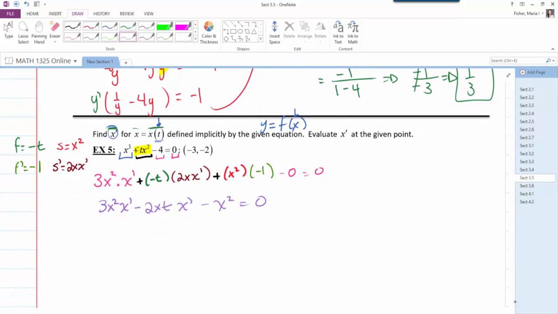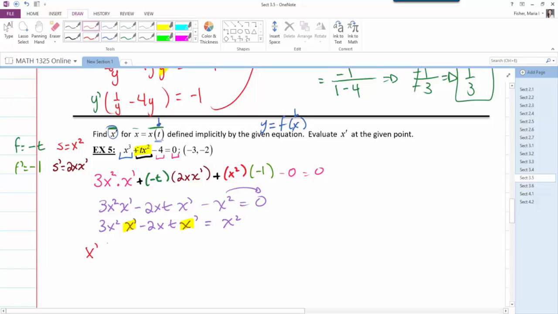So just like in our last problems, everything that has an x prime is going to stay on one side of the equal sign, and everything that doesn't is going to move to the other side. So I have 3x squared x prime minus 2xt x prime is equal to x squared, moving this guy to the right. Then I need to factor out the x prime from both of those terms. So if I factor out the x prime, I'd be left with a 3x squared minus 2xt. So divide both sides by that 3x squared minus 2xt, and x prime is going to equal x squared over 3x squared minus 2xt.